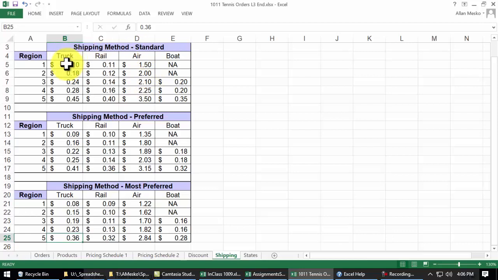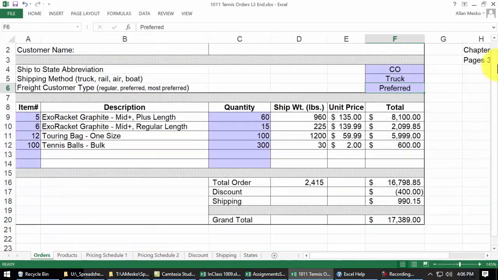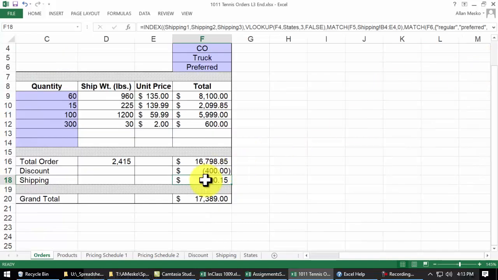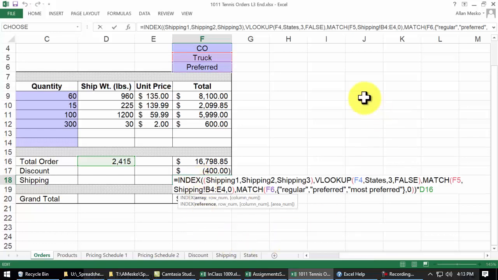area do you want? This is probably area number 1, which is standard. This is area number 2, which is preferred. This is area number 3, which is most preferred. So let's look at this formula and we'll be done. Let's walk through our shipping formula. Again, it's somewhat complicated, but we can understand it.